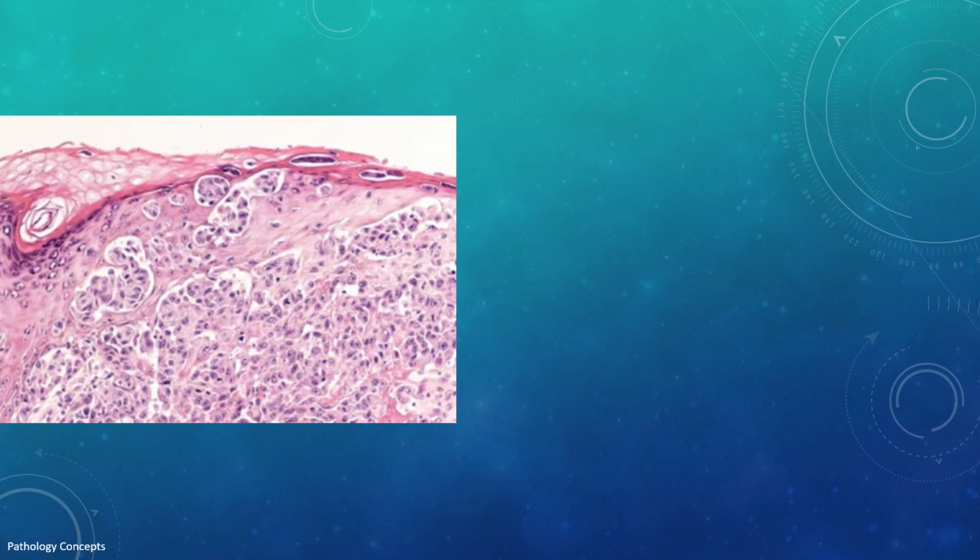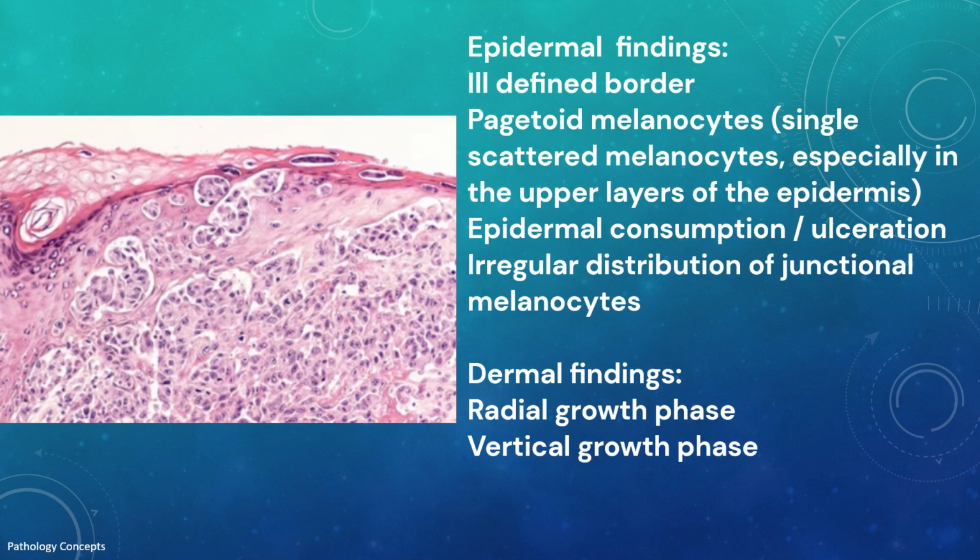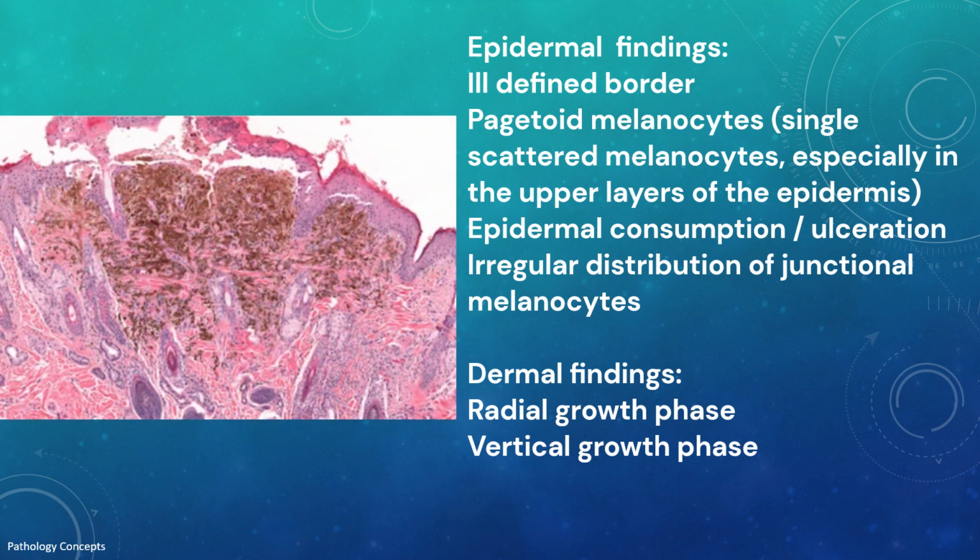Now the characteristics of melanoma. First is the epidermal finding, or in situ melanoma. It has an ill-defined border or pagetoid melanocytes, which are single scattered melanocytes especially in the upper layer of the epidermis. Epidermal consumption or ulceration can be seen. Irregular distribution of junctional melanocytes can be seen. It is characterized by confluent growth or skip areas, nests of different sizes or shapes, irregular distribution of nests, and discohesive arrangement of melanocytes.